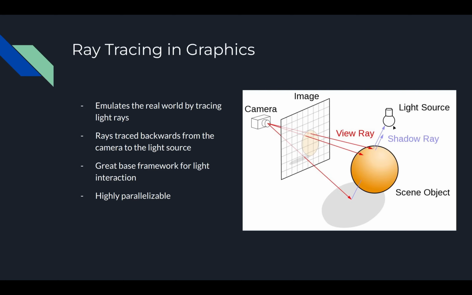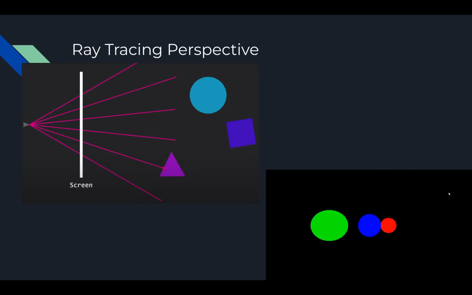This ray tracing algorithm I have oversimplified because it can get very intense very quickly, but it is still highly parallelizable. Other things that could be added to a ray tracing algorithm based off of this dynamic is differences in perspective.